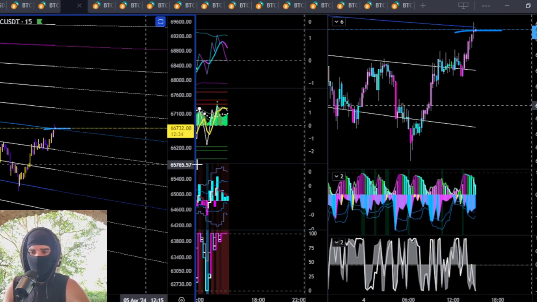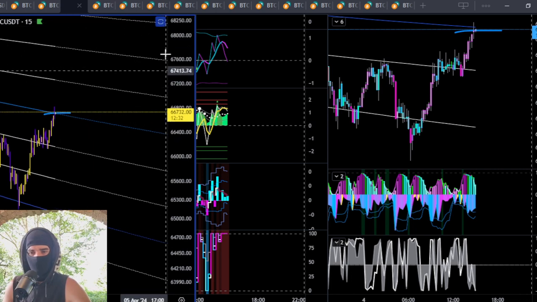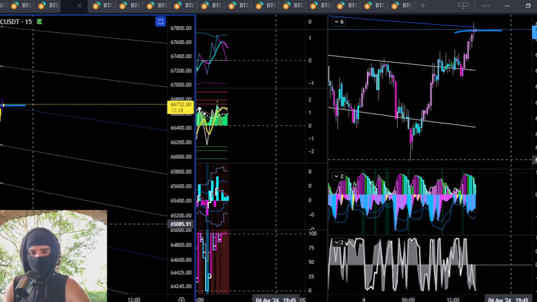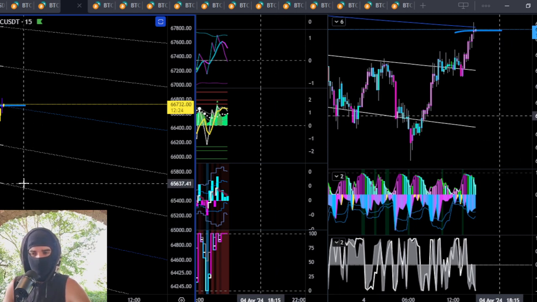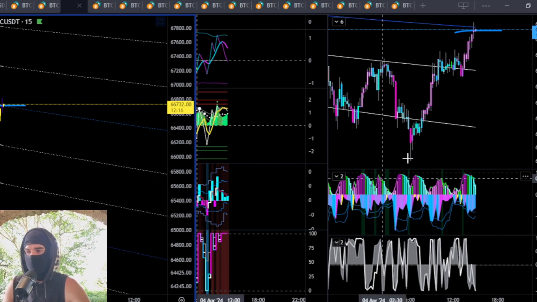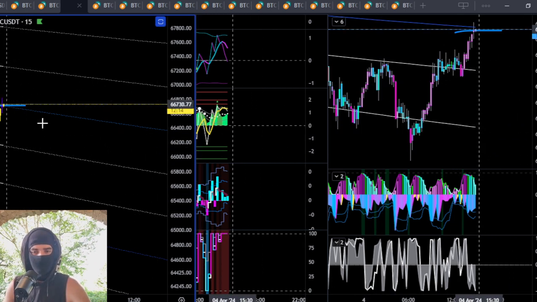But remember this blue line. Any closes below, perfect. This is Gucci gang. Any closes below this blue line, we do look for mean reversion down to 65,085. Any one of these numbers here, 65,637, 66,146 are pretty much regions of interest if it does fail here.